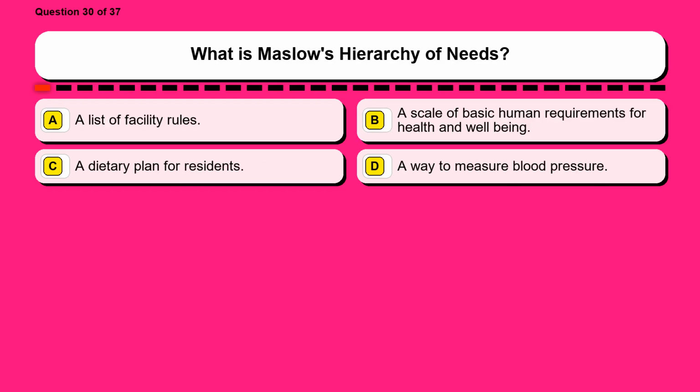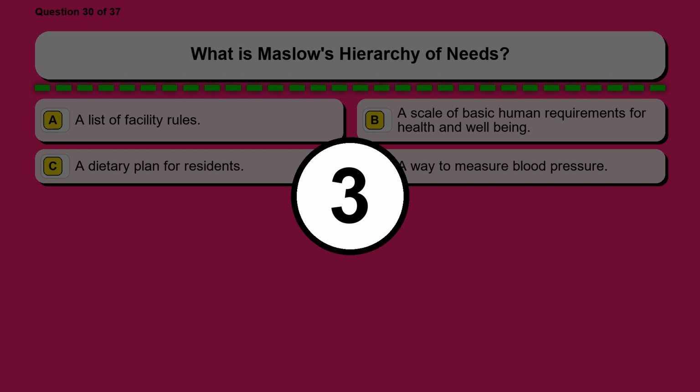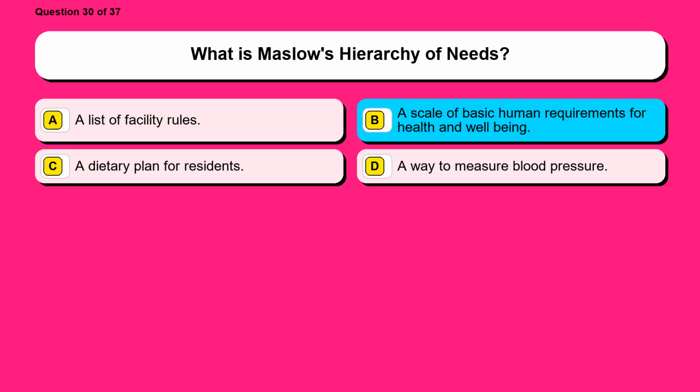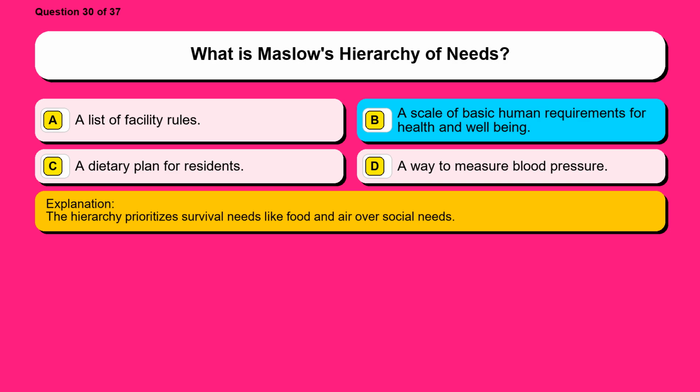Question 30. What is Maslow's hierarchy of needs? Option A. A list of facility rules. Option B. A scale of basic human requirements for health and well-being. Option C. A dietary plan for residents. Option D. A way to measure blood pressure. The correct answer is option B. A scale of basic human requirements for health and well-being. The hierarchy prioritizes survival needs like food and air over social needs.